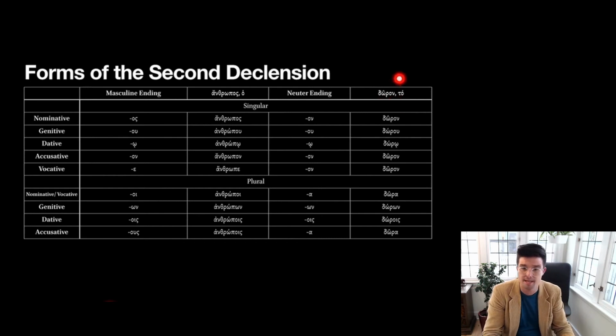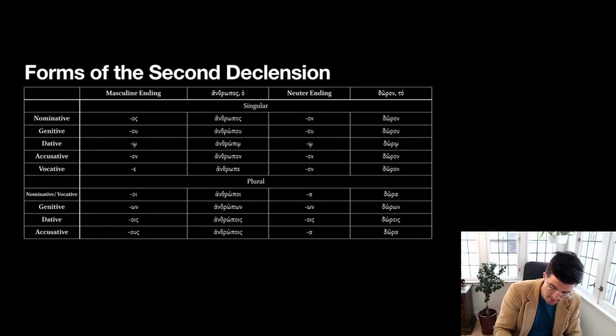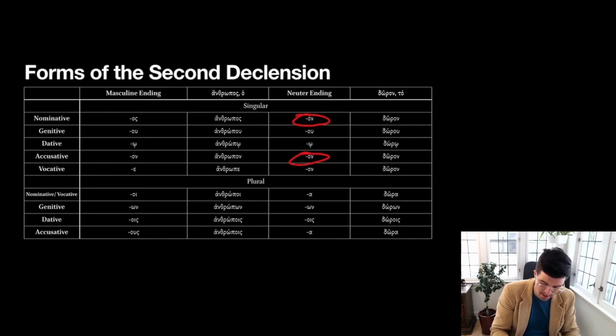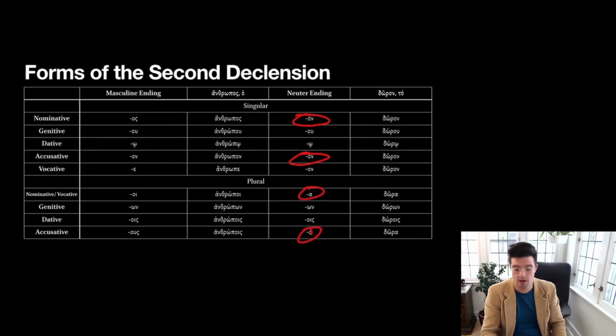So this is going to be a neuter singular word that ends in on. So it's a second declension neuter. And this is going to be a second declension masculine that ends in os. And the major differences between the second declension in the masculine and in the neuter comes in the nominative. So you see the on here, the nominative and the accusative, and then the nominative and the accusative in the plural as well. So in the singular and in the plural.